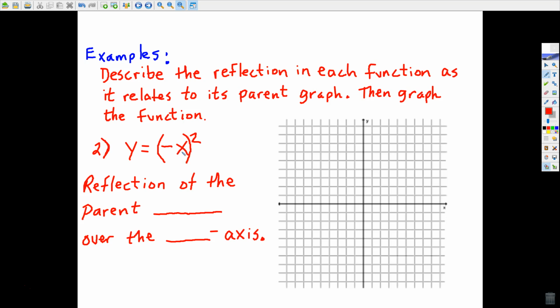So that means it's got to be which axis if it flips over this way, x or y. We've done x already, it goes this way. We're flipping over x vertically, so the only other choice is it's got to reflect over the y-axis. So this is that same parent, y equals x squared, but when I've got the negative sign inside parentheses like this, now it's going to reflect over the y-axis.